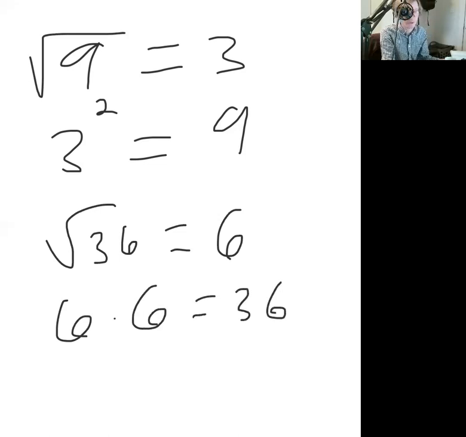Now, today's going to focus on non-perfect square roots, meaning we're going to be asked to take the square root of numbers that don't have a perfect whole number that you multiply by itself, right?